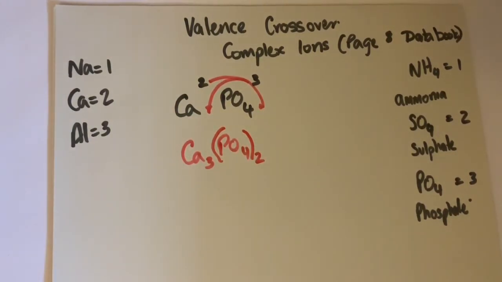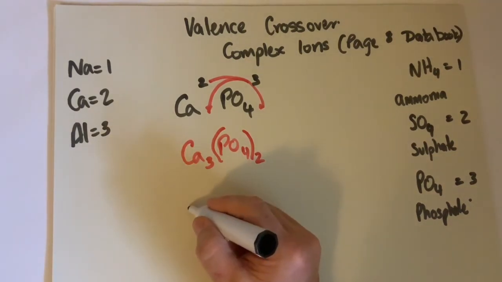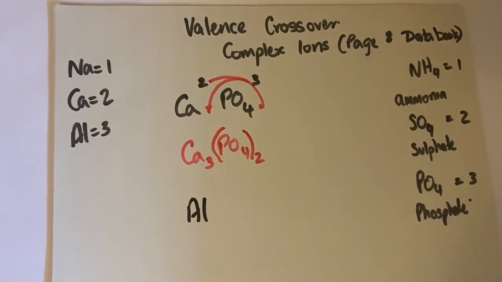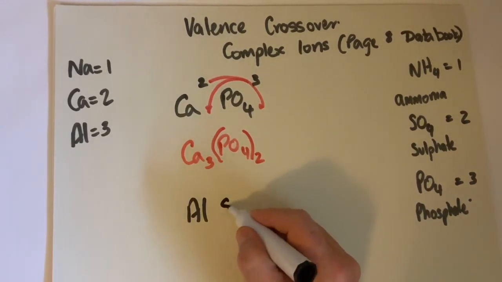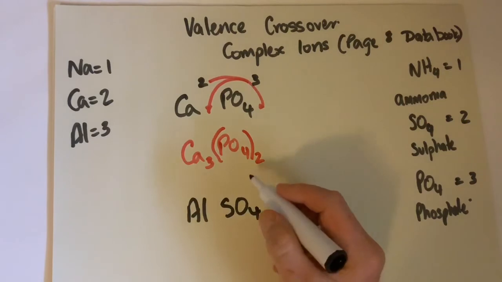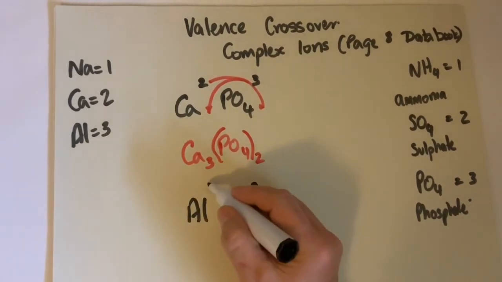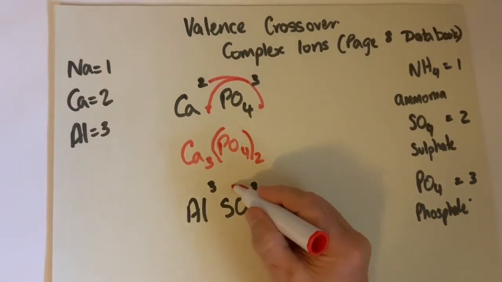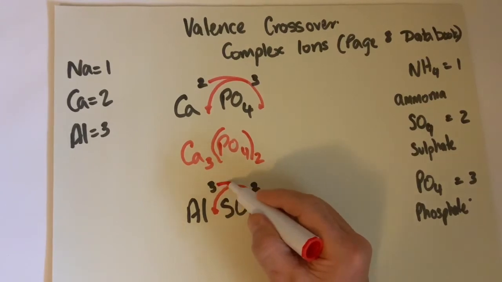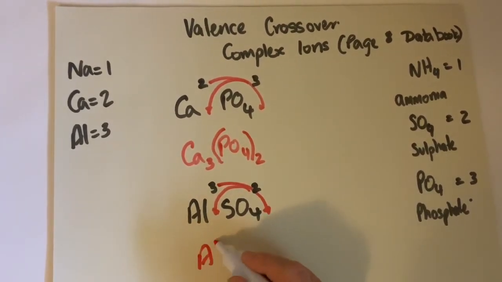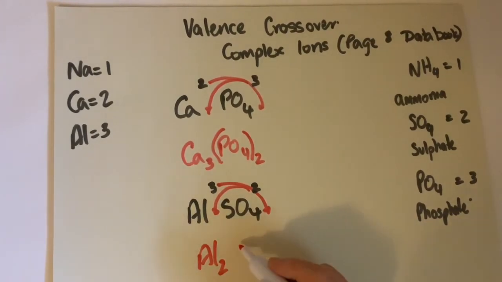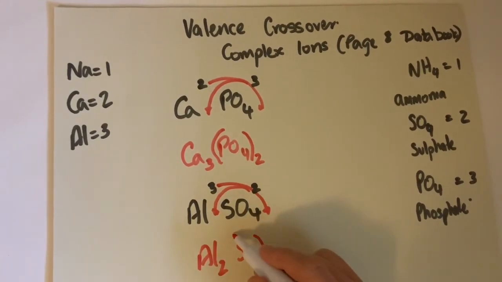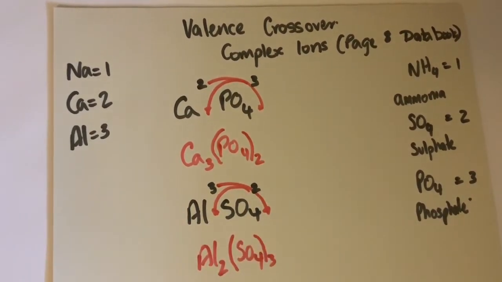If we do the same with aluminium sulfate, so we've got a valency of 2, valency of 3. We do the same again, we cross over, that goes down to there, that goes down to there. We go aluminium 2, sulfate we have 3 of. To tell me we have 3 sulfates, we put that into brackets. This can also be used at the start of a formula as well.